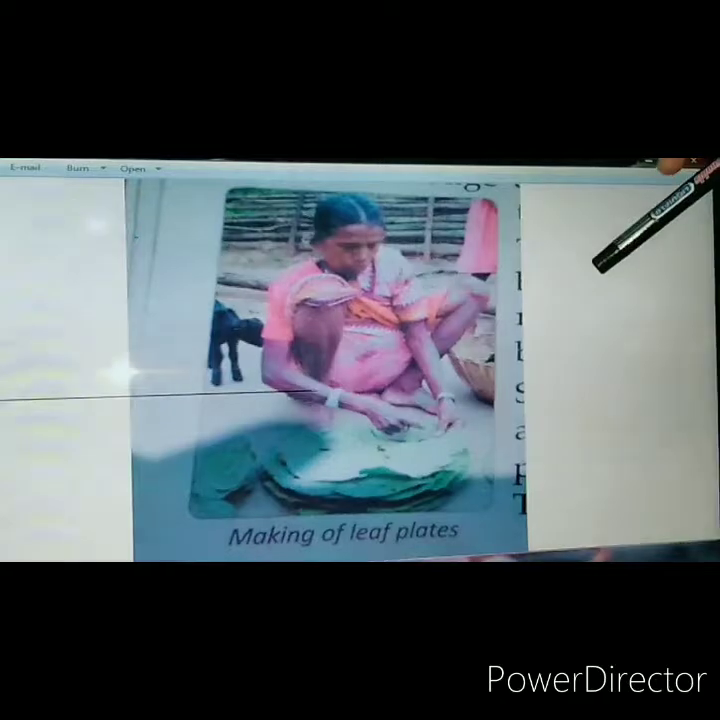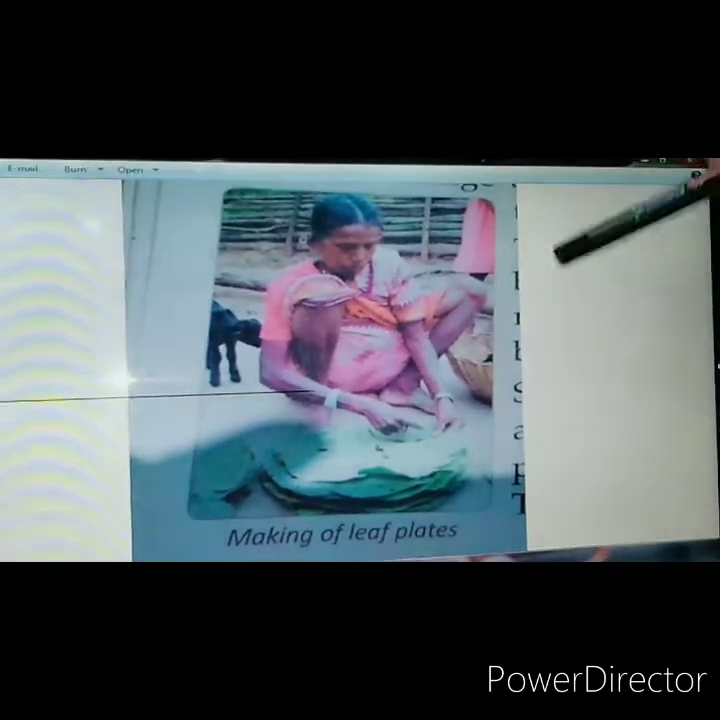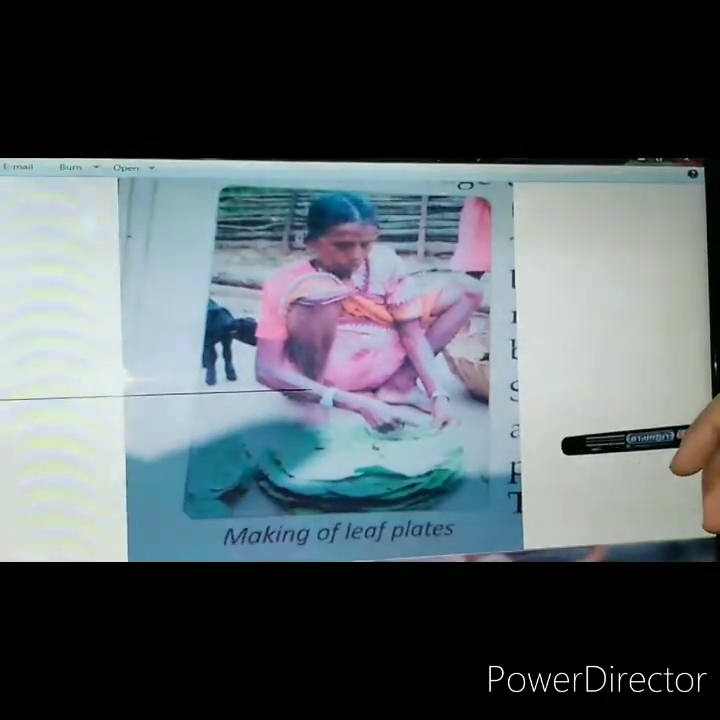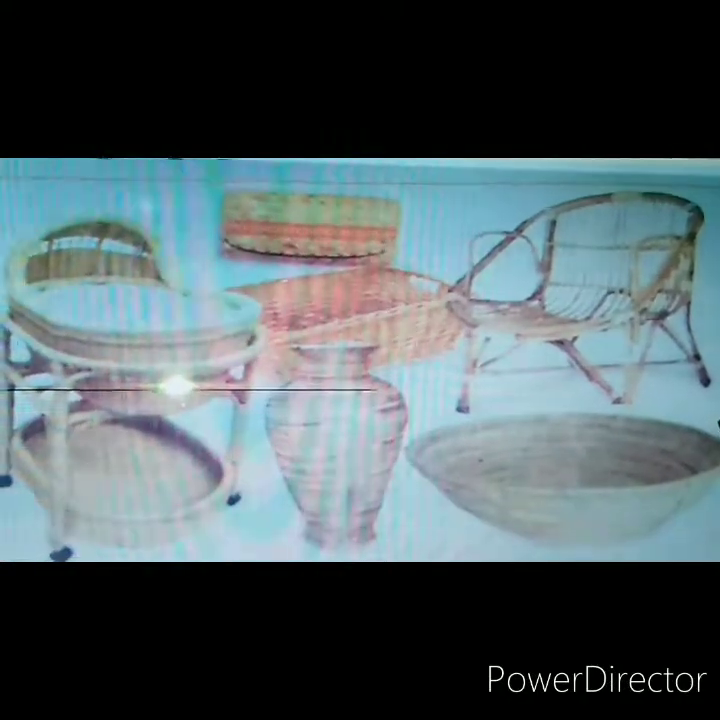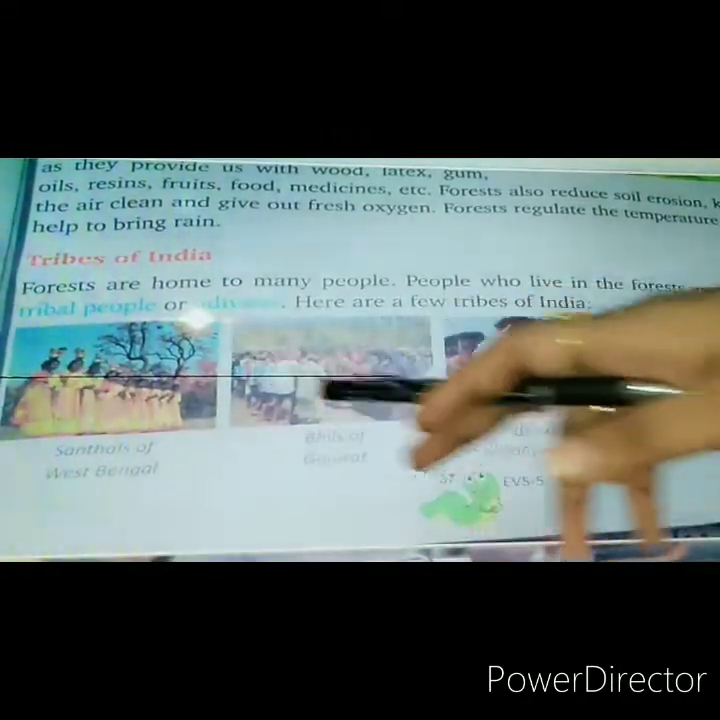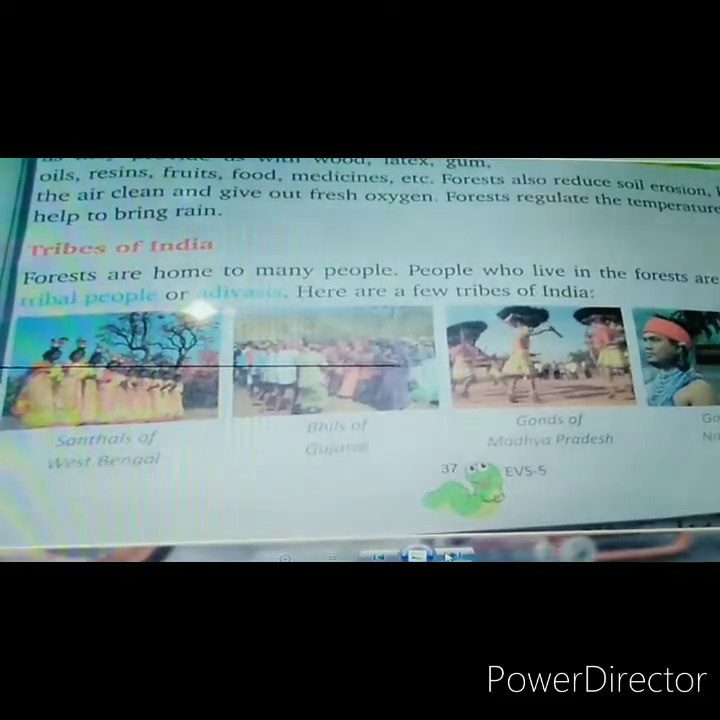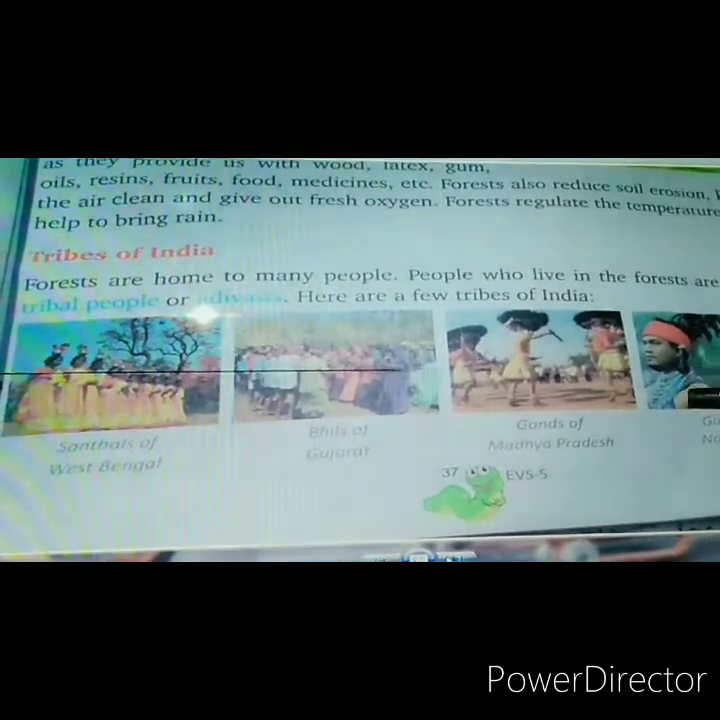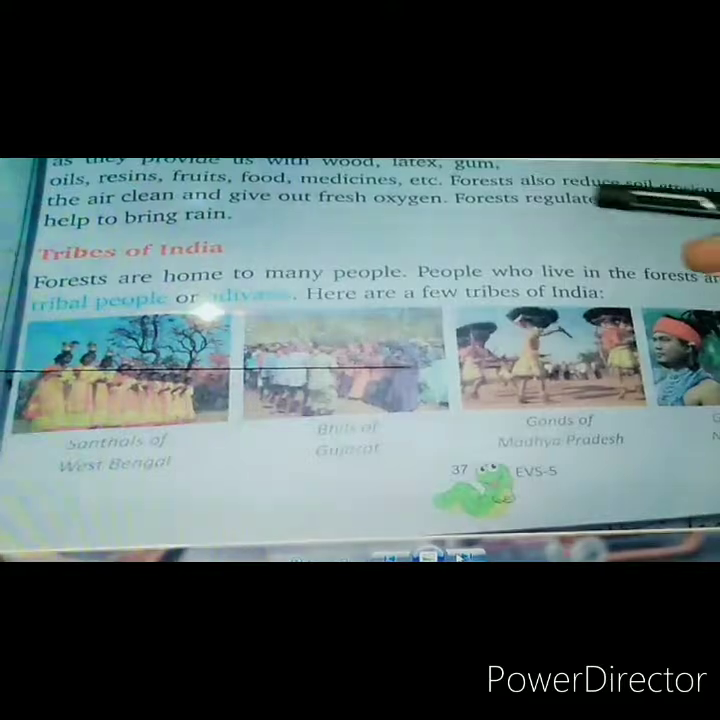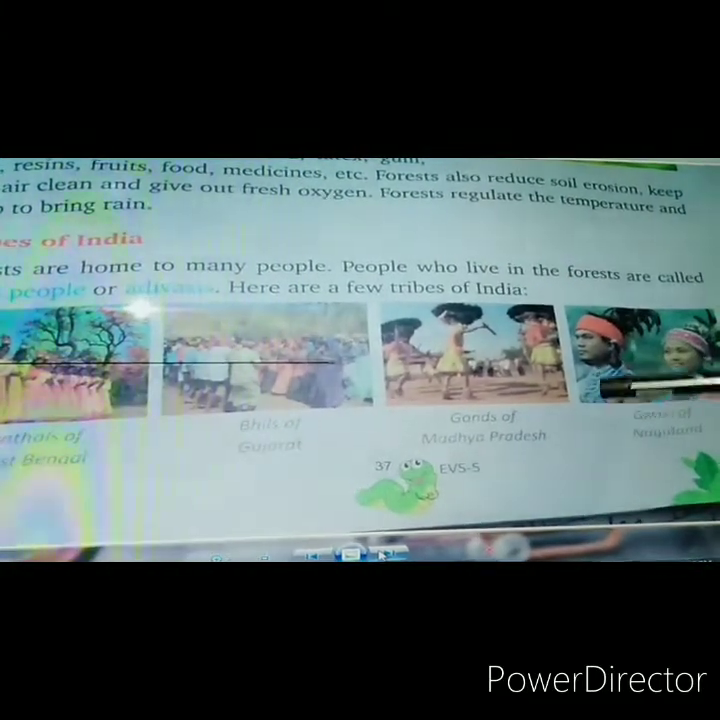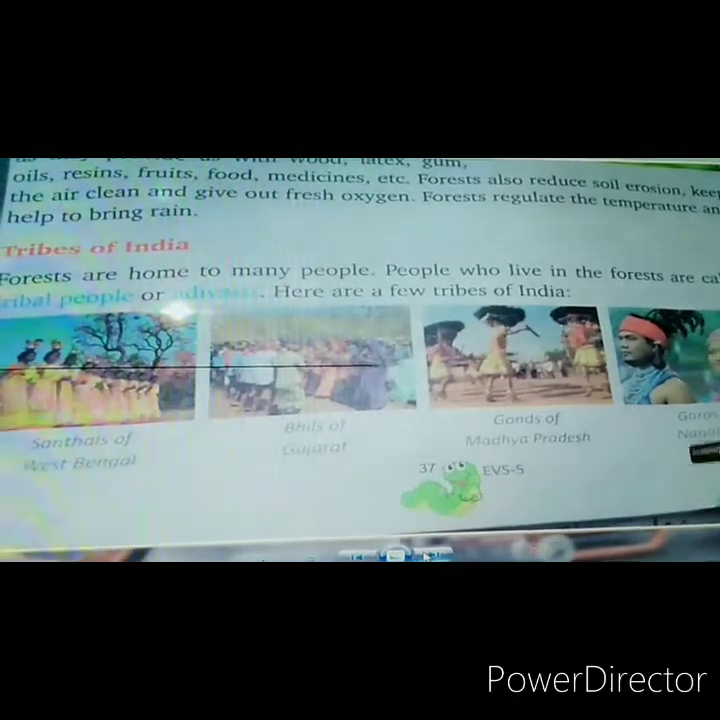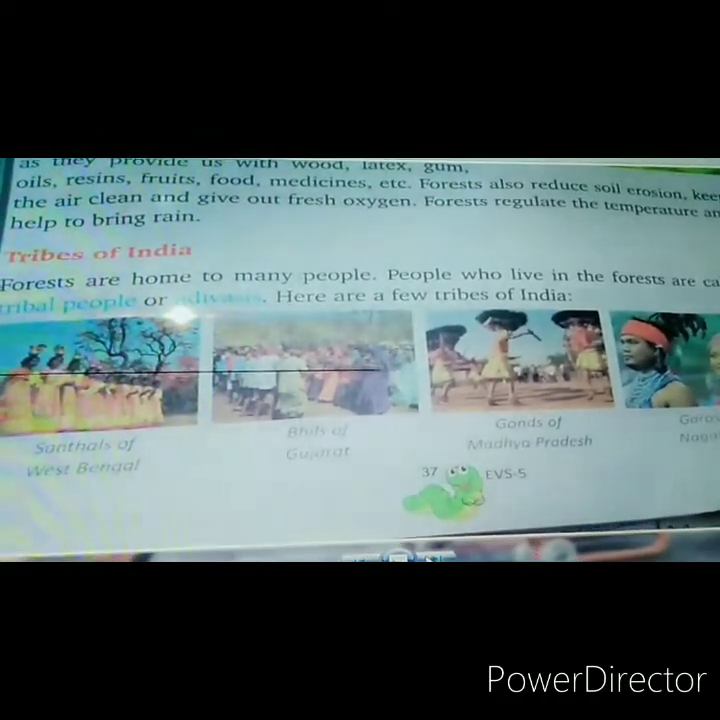Here you can see a lady making pattal from leaves. As shown in this picture, you can see household materials are made up of bamboo. Children, you can see these images also. There are different kinds of tribes in India. They are Santhal, Bhils, Gond, Oraons. They live in different states of India.